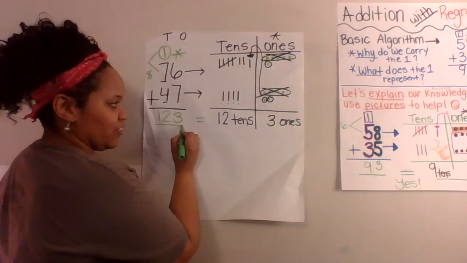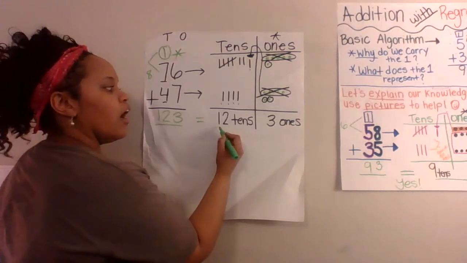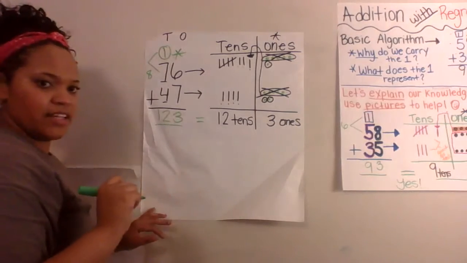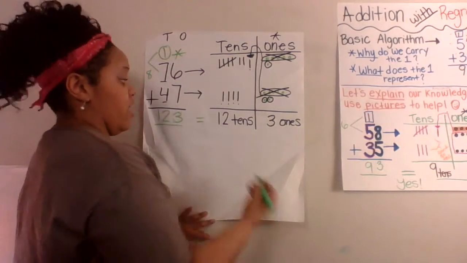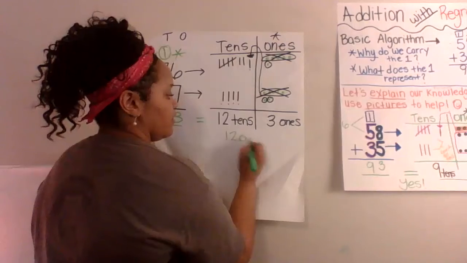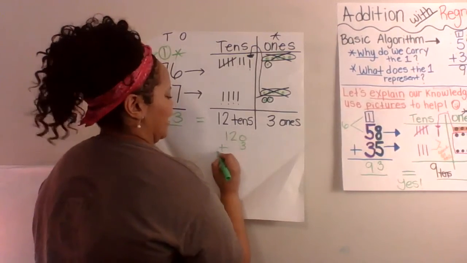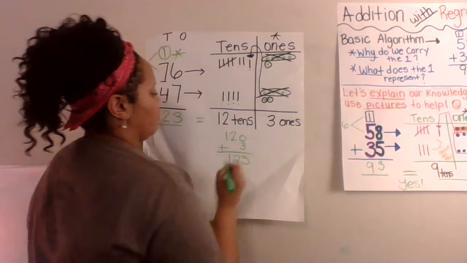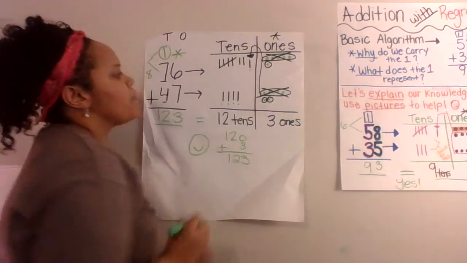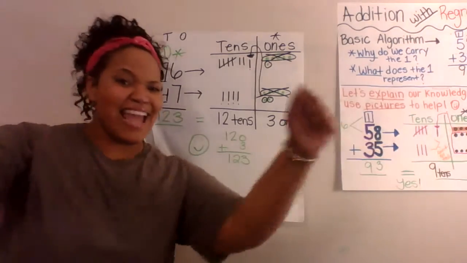123 is the answer. And over here I got 12 10s and 3 1s. If I broke 12 10s down, that would be 120. And then we add that 3. And guess what we have, class? We have 123. Beautiful. Yes, yes, yes.